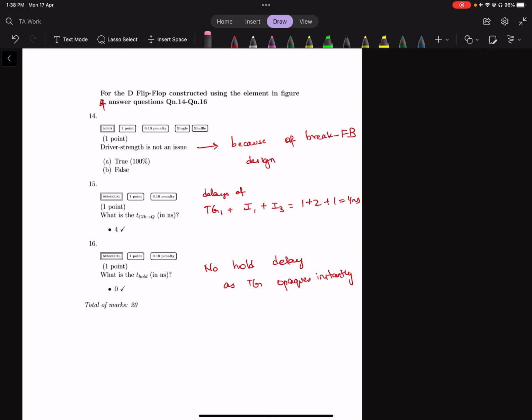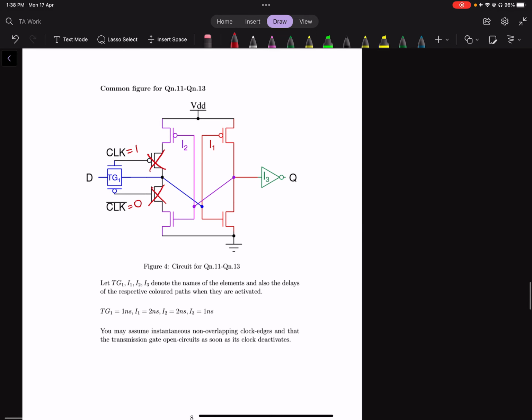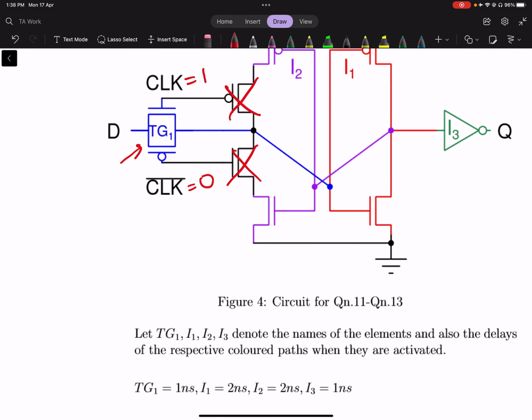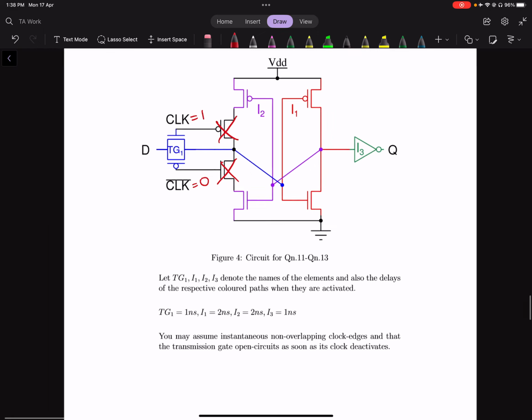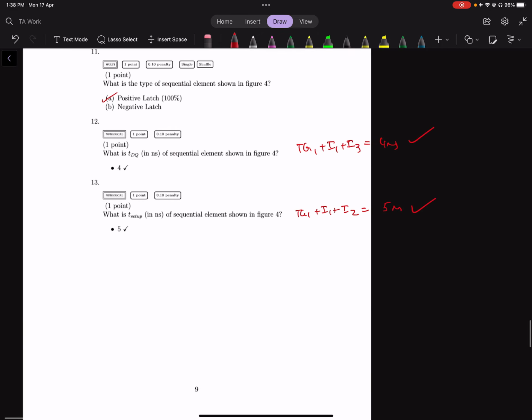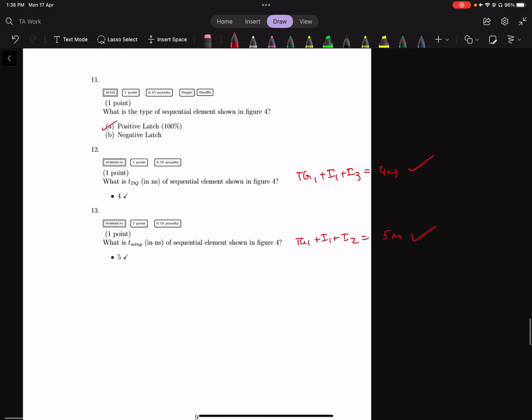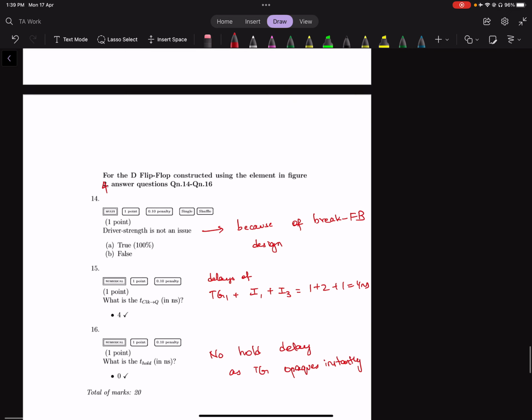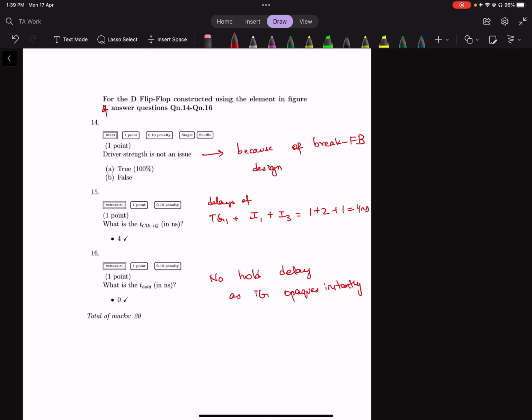And what is the T hold? There is no hold delay because it opaques instantaneously, because the transmission gate basically opaques instantaneously. There is no effective hold time requirement for this gate. So any driver to this gate can immediately start glitching after the sampling clock edge. So the answer is 0 for question 16.